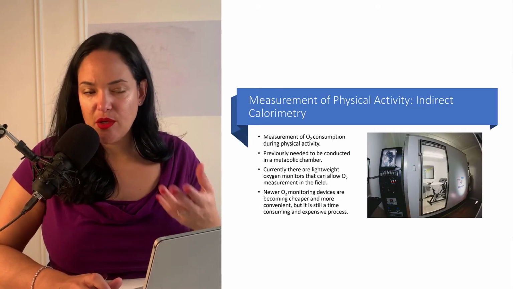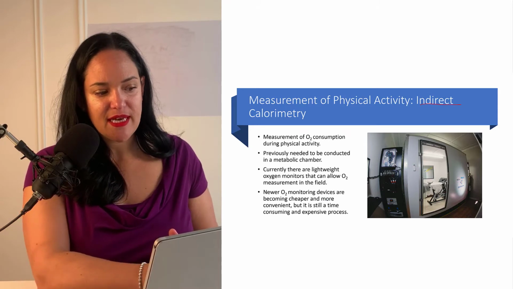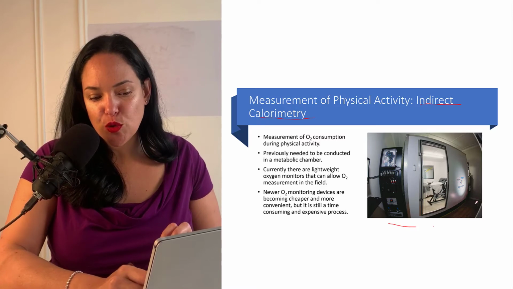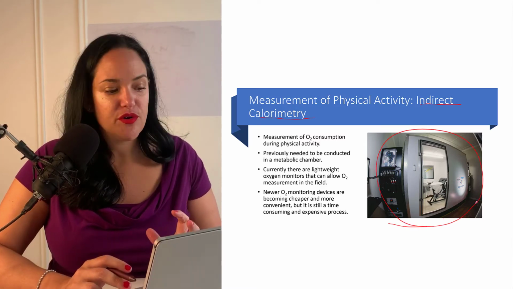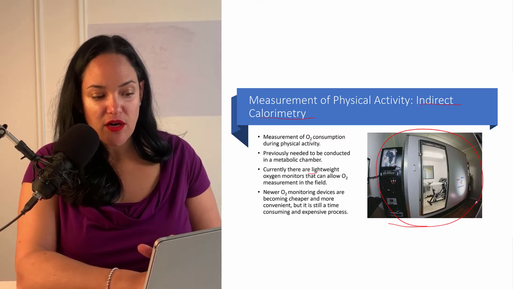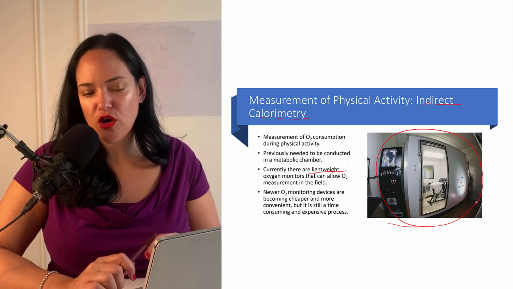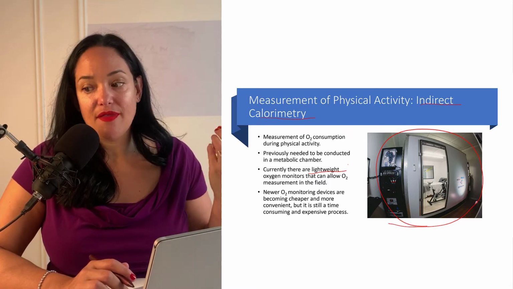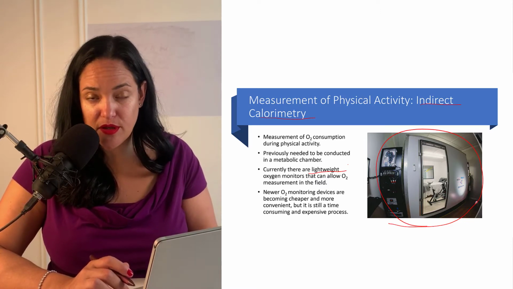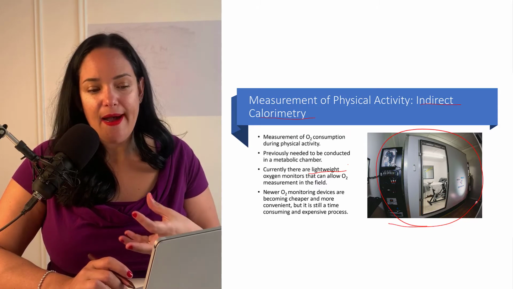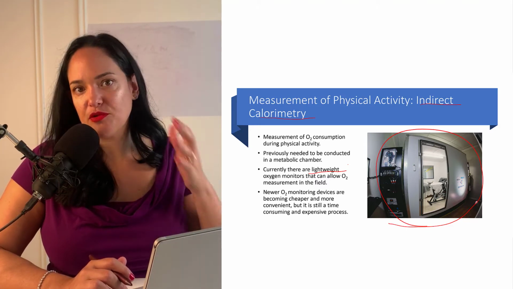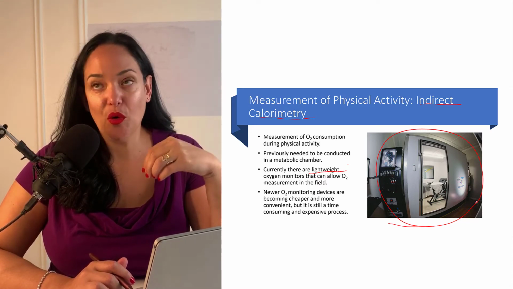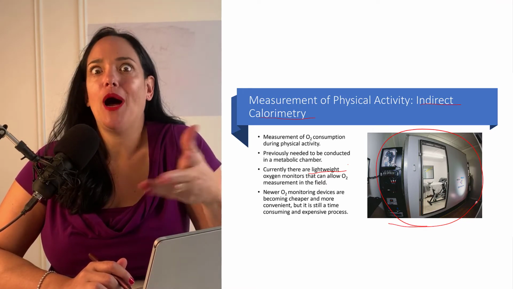Something that you would see a little bit more frequently is something called indirect calorimetry, which basically measures oxygen consumption historically within a chamber, but there are newer devices, lightweight oxygen monitors, that can also measure oxygen consumption. But again, these require specialized equipment. They require know-how of how to use them properly as well to get accurate data. So the technology is improving, but we're still not at a place where we could use indirect calorimetry or doubly labeled water at the population level.